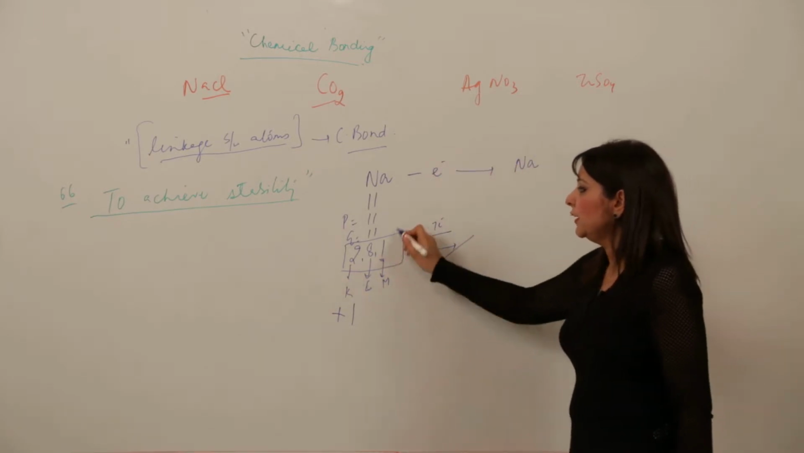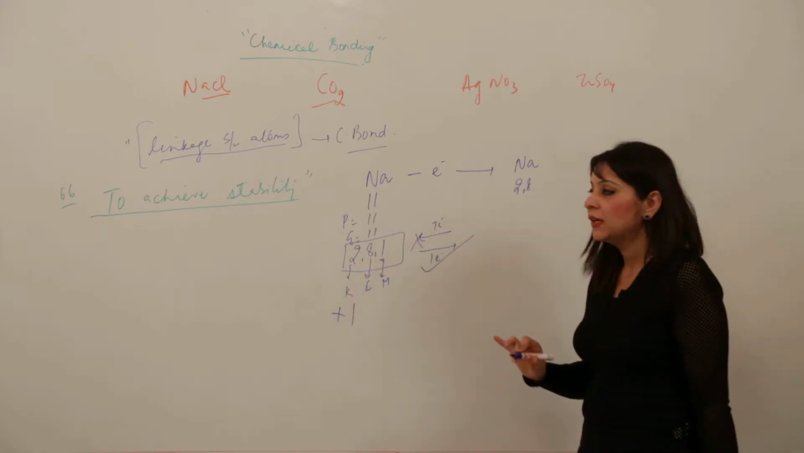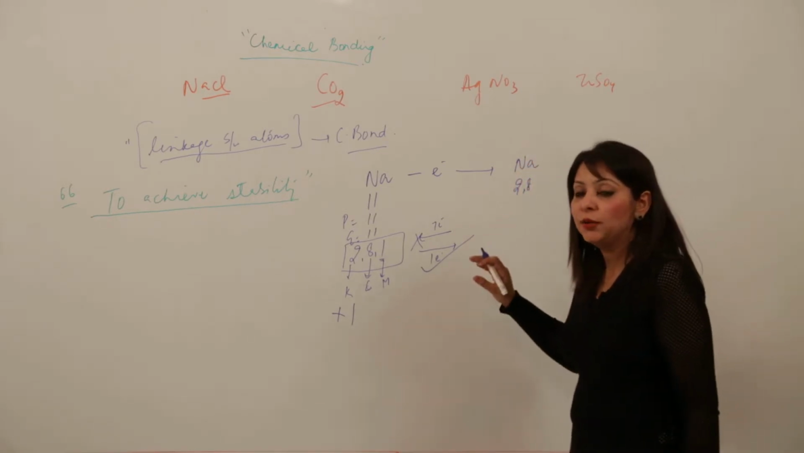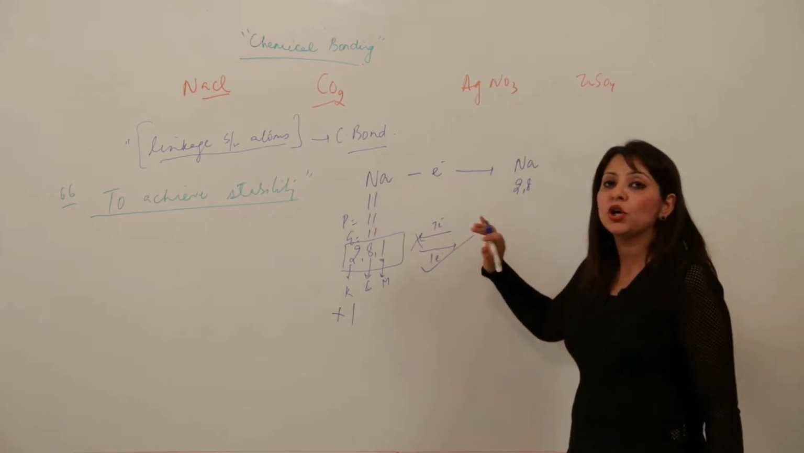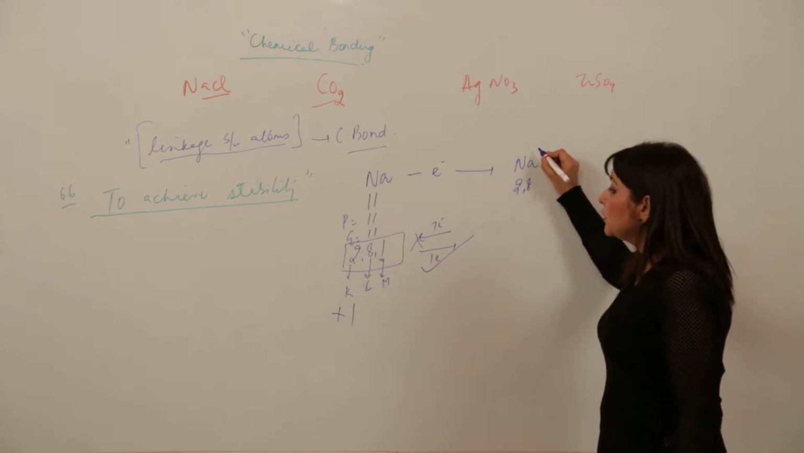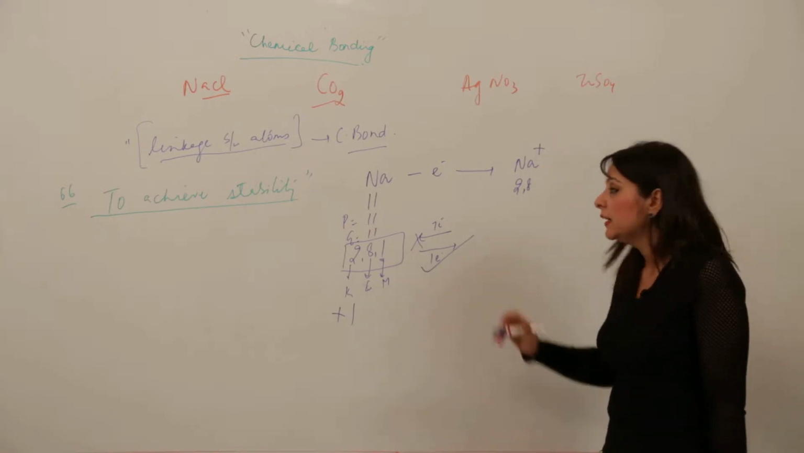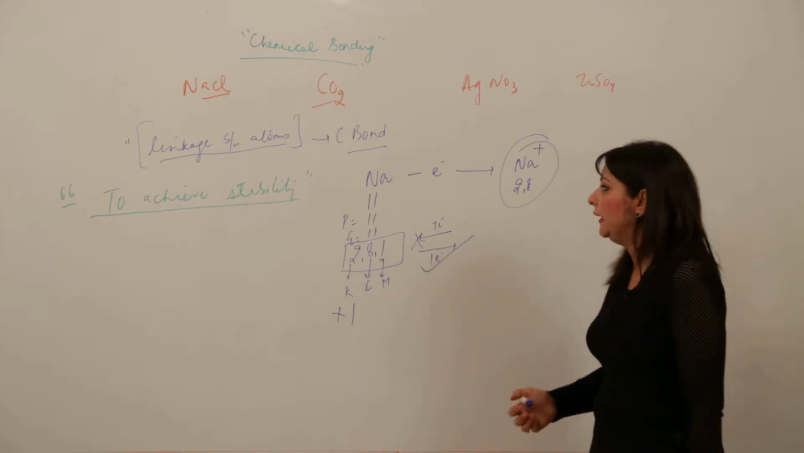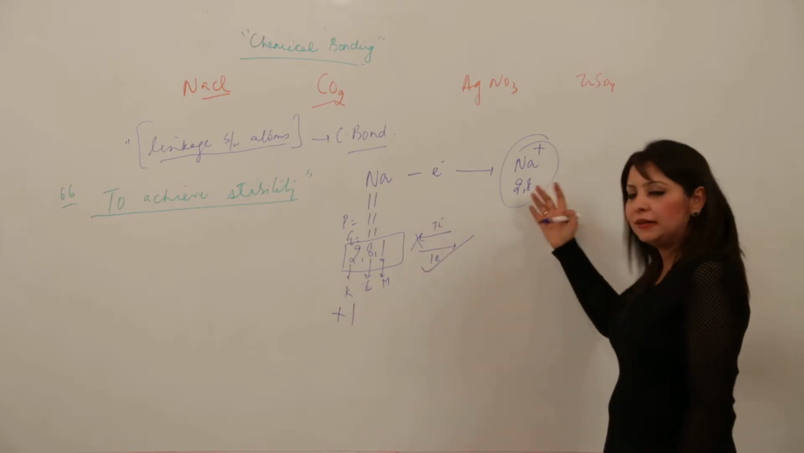what will be the configuration? See, earlier it was 2,8,1, now after losing it will be 2,8, and it will no longer remain an atom, it will now become an ion, because the number of protons and electrons were the same in it, but after losing, the number of protons and electrons no longer remain the same. Now the positive charge exceeds by 1 unit, therefore it will become Na+, right? Now is it stable? Yes. The answer must be coming in your mind, yes ma'am, it is stable now. Earlier it was 2,8,1, after losing 1, it is stable.